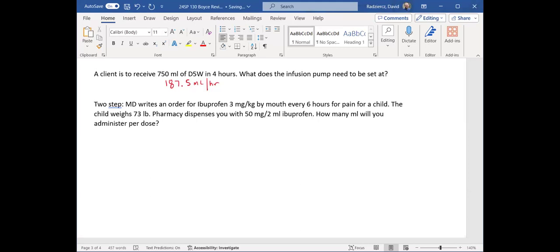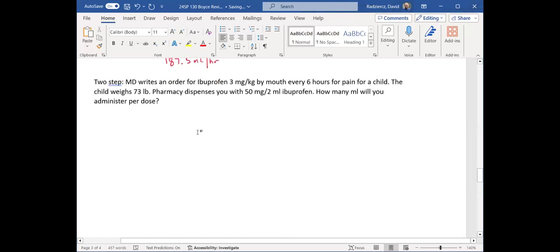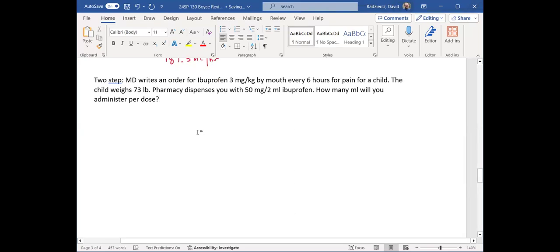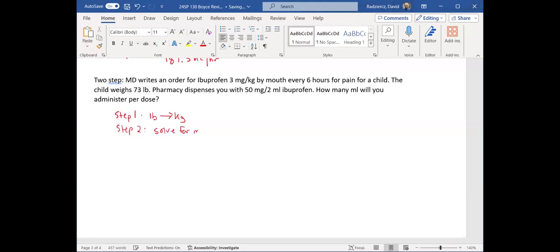And then it says how many ml will you administer per dose, or how much would you administer, what might be the other answer. Okay, so step one, and why this is considered a two-step problem, is you've got to convert pounds to kilograms. And then step two is solve for ml.